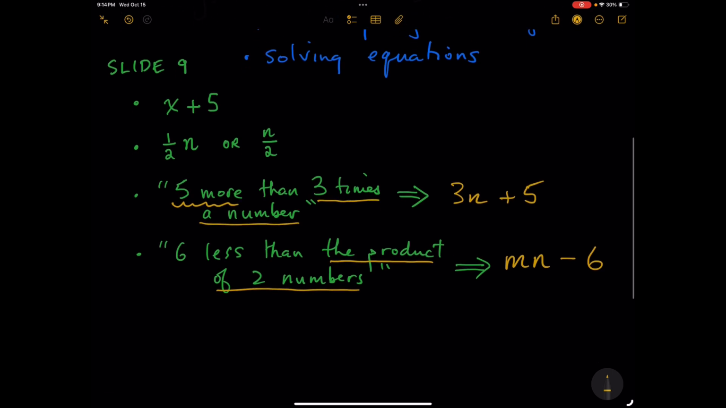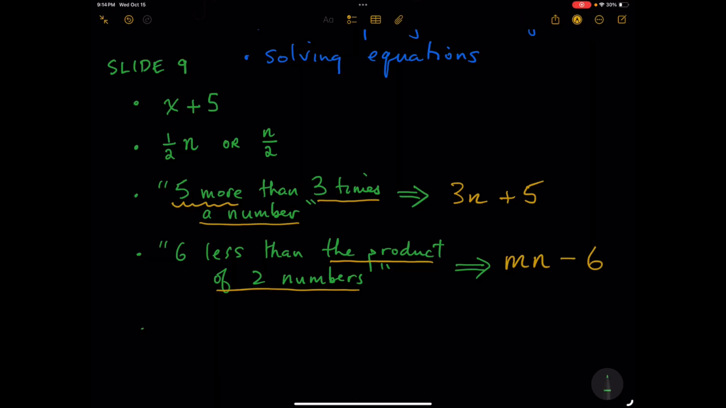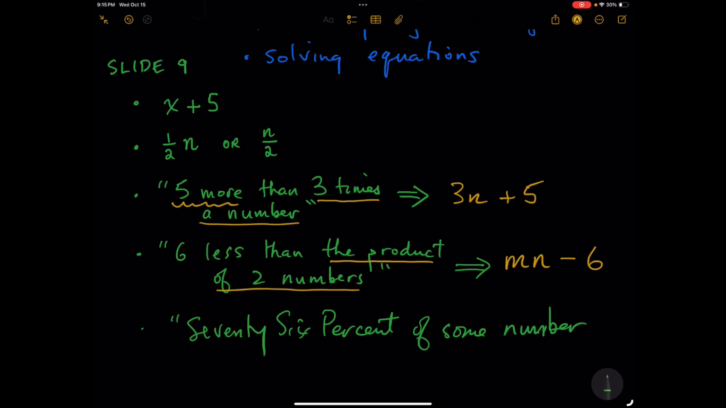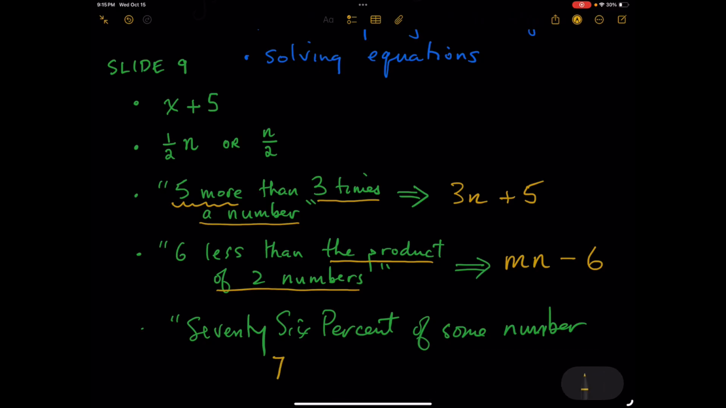All right? And then the last example from this slide is 76% of some number. So that translates as 76% of some number. Let's say x.